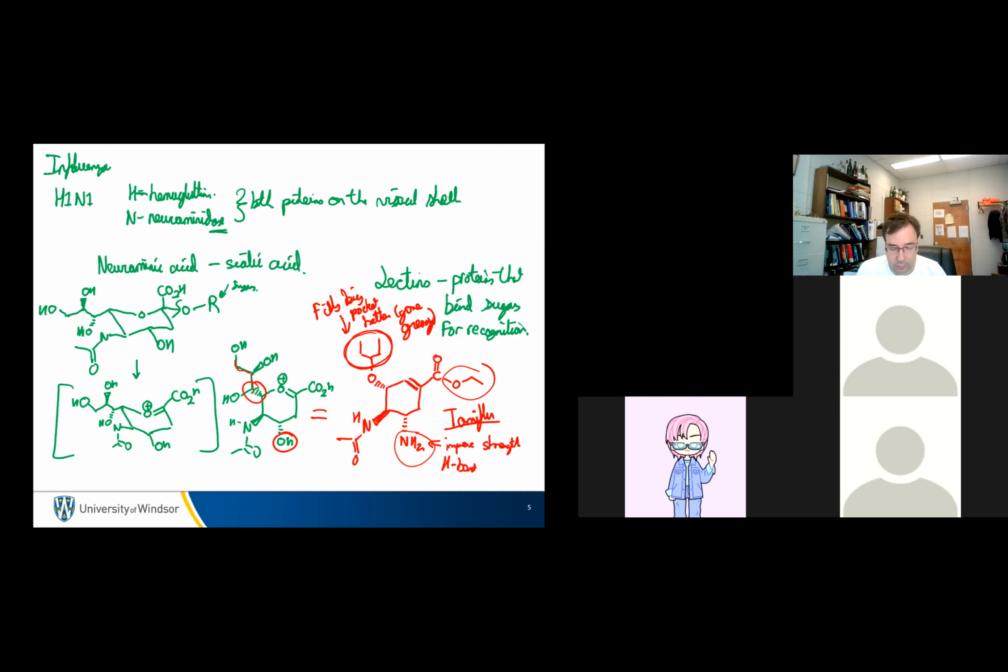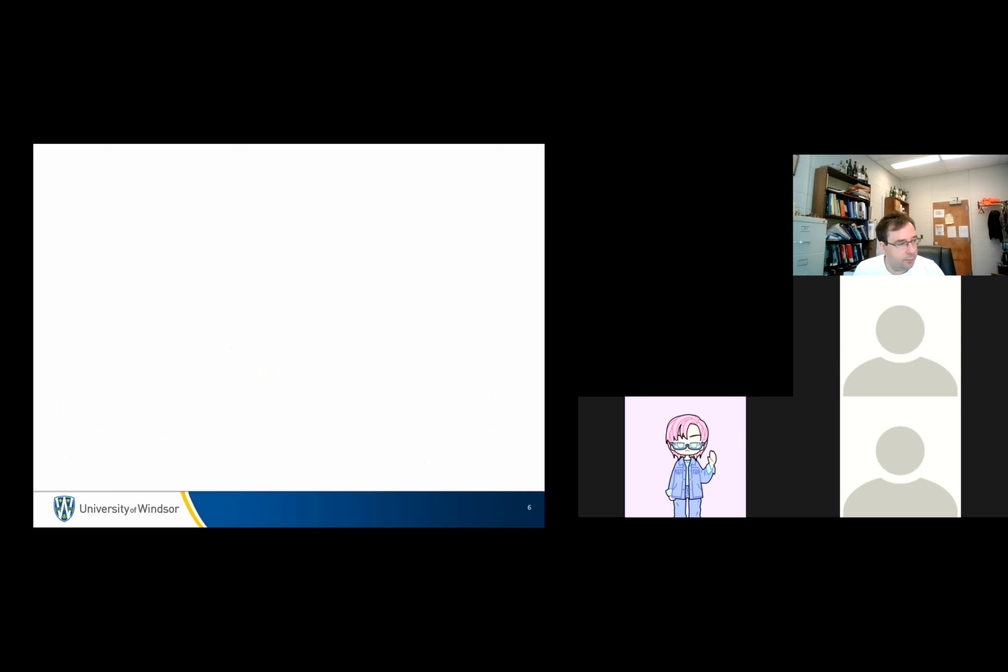So, cool. Transition state mimics, useful. Okay. Notice it's also like a carbon sugar. We've removed the oxygen in the ring, so we talked about carbon sugars a little while back. That is a carbon sugar. We want to start talking about proteins and peptides.